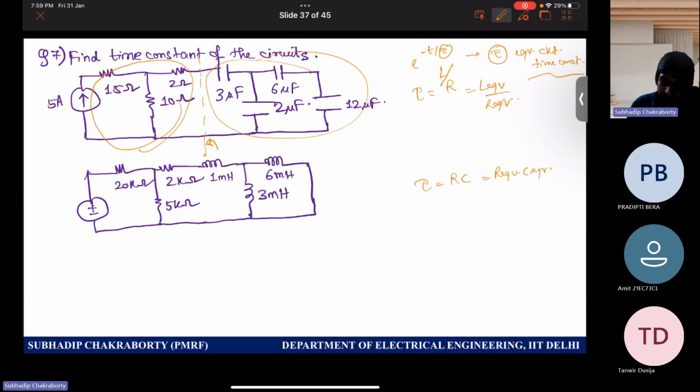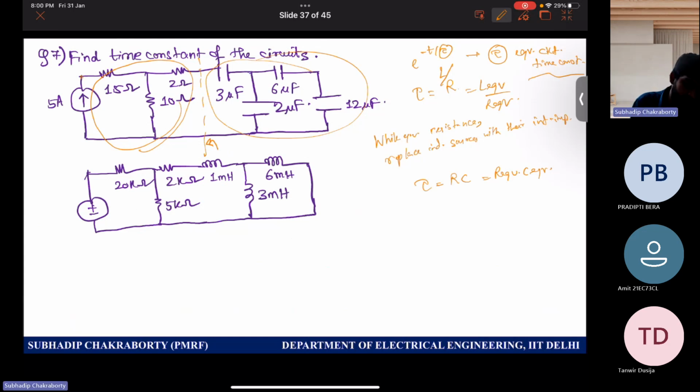So C equivalent you calculate and R equivalent you calculate from this. While calculating equivalent resistance, replace the independent sources with their internal impedance.